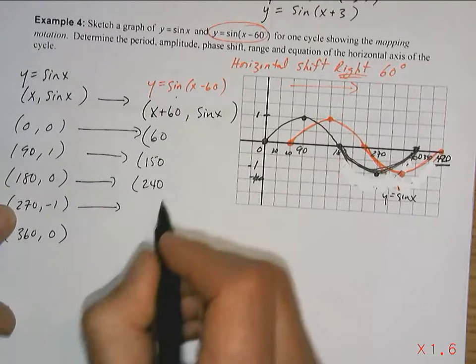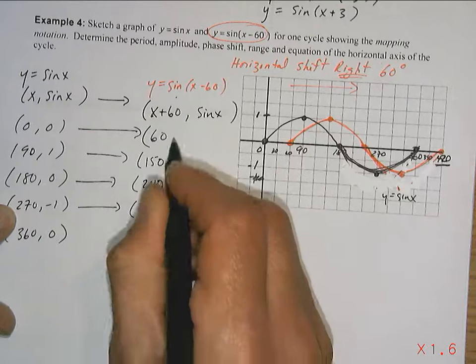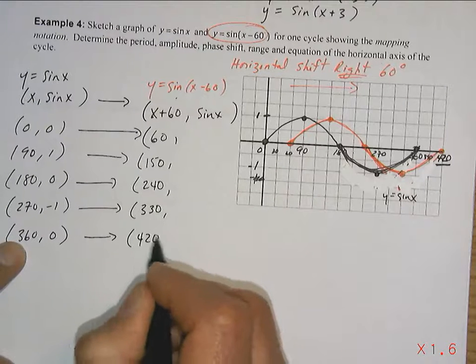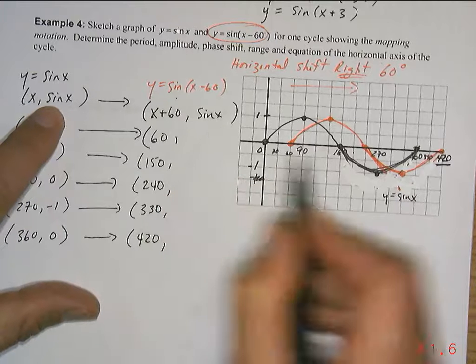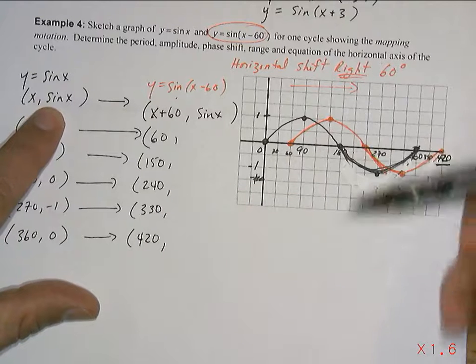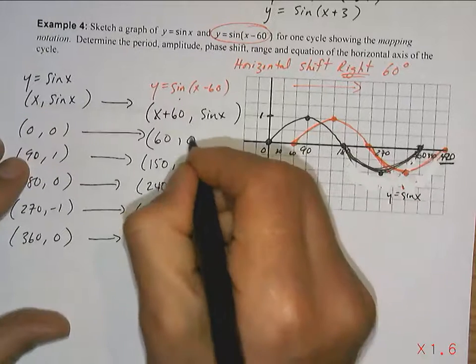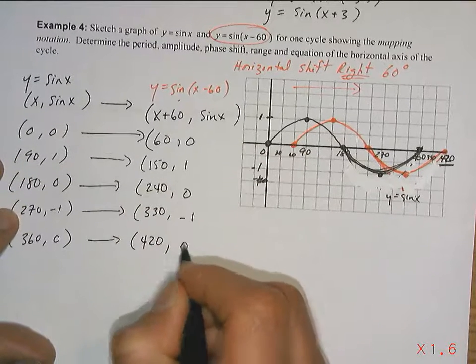270 plus 60 is going to be 330. And 360 plus 60 is going to be 420. All of the sine x's are the same. I didn't change the amplitude. I didn't change the range. I didn't move it up. I didn't move it down. All I did was shift it to the right. So it's still 0, 1, 0, -1, and 0.